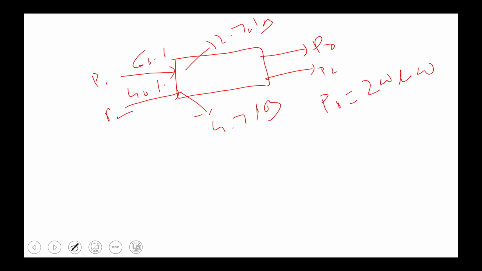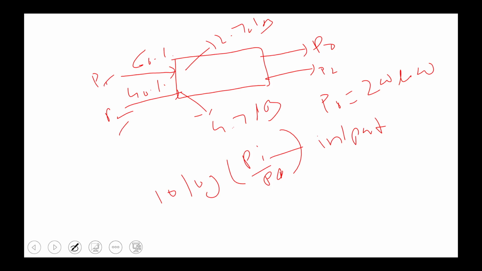So you know that the insertion loss equation is given by 10 log Pi by P naught. This is the standard equation. Pi can be 1, 2, 3, 4, depending upon the size of the coupler: 2 by 2, 4 by 4, 8 by 8. Pi is the input power. You are given the two powers P1 and P2, their splitting ratio of 60/40, and through one line there is a loss of 2.7 dB, and another line's loss is 4.7 dB.